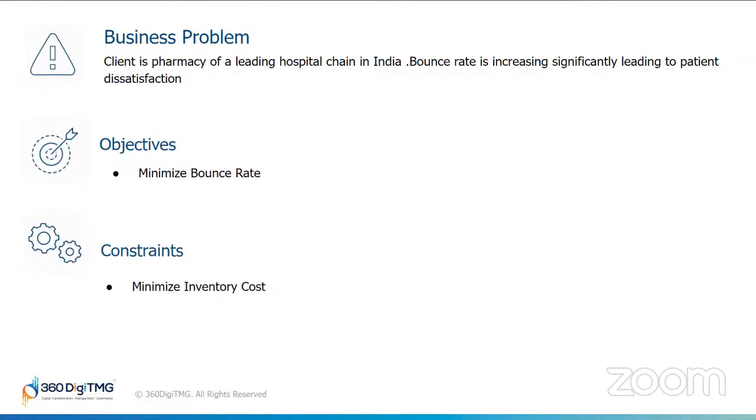The objective was to minimize this bounce rate of customers, and when it comes to constraints, we had to make sure that the inventory cost was also less. Just because we wanted to minimize bounce rate, if we kept on buying medicine, that would be a challenge, right? So we had to minimize inventory cost.